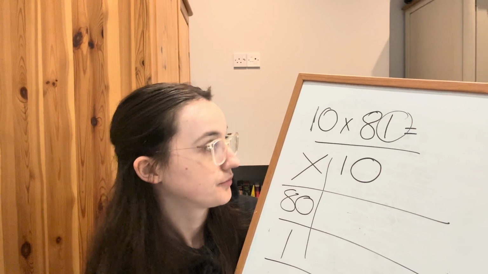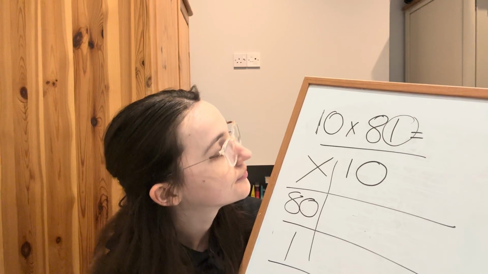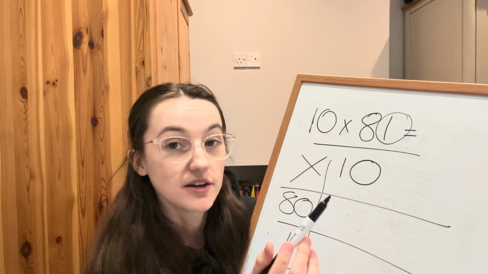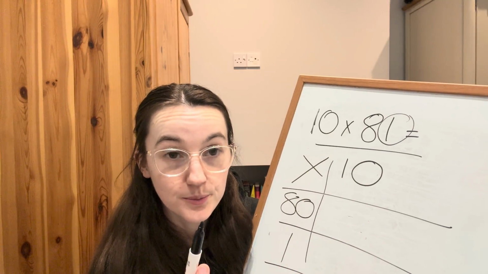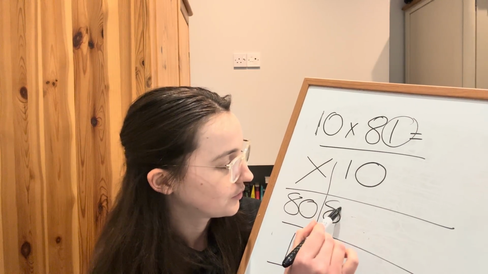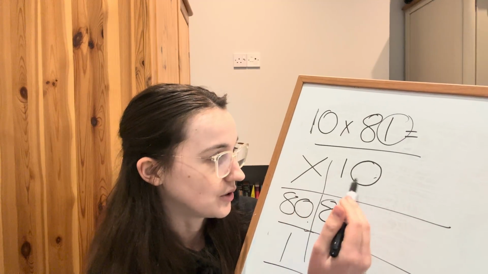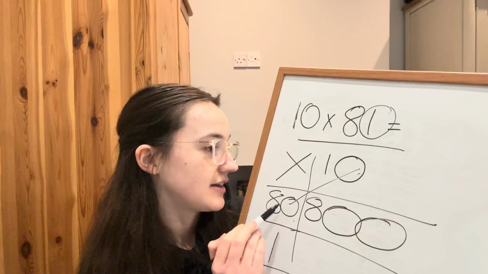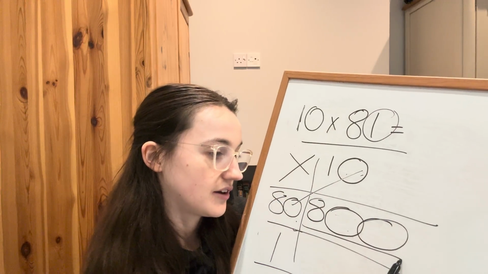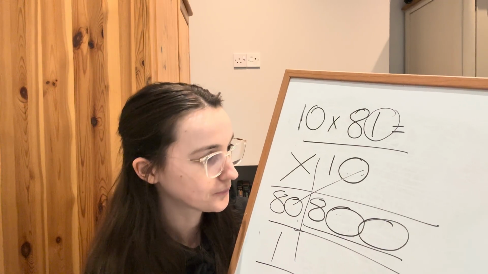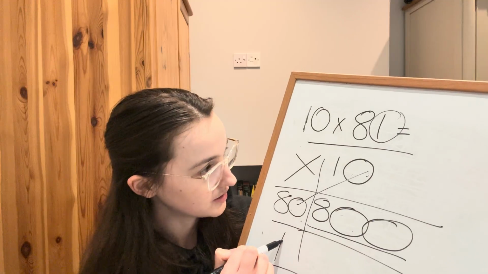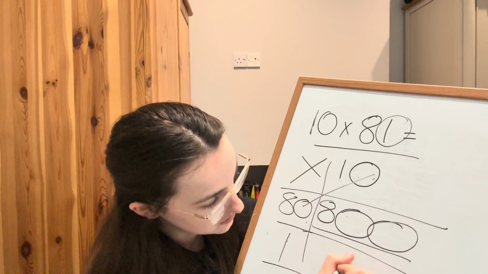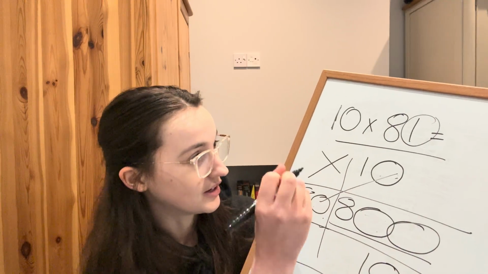So, we're going to do 8 times 1 is 8, good. But we've also got 2 zeros, so we need to add those on, so that's 800. 80 times 10 is 800, okay? And then you've got 1 times 10. 10, good. So we're going to add this up.